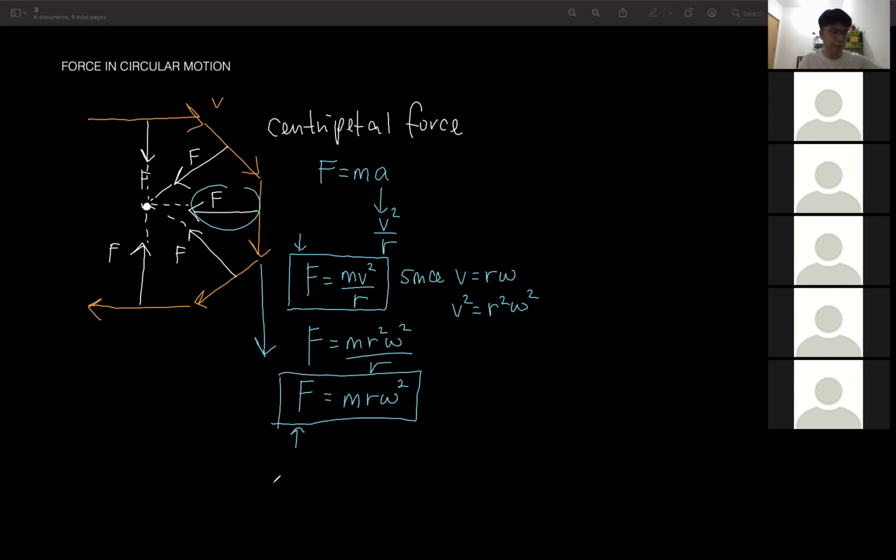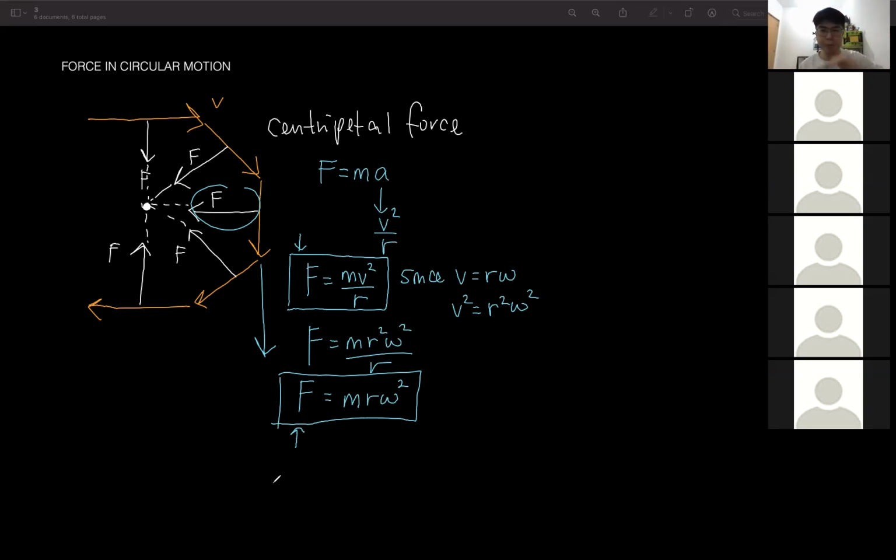If a motorcyclist wants to turn at a roundabout, he has to create this centripetal force by rolling to one side. We'll discuss a few examples after this. A motorcyclist rolls to one side so that the reaction force changes, and from there it produces a centripetal force that allows it to move in circular motion.